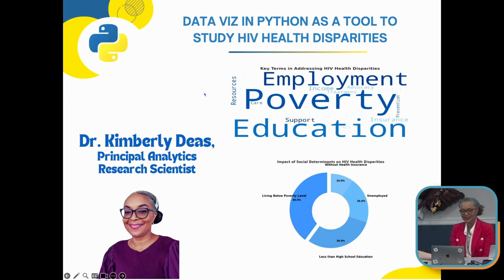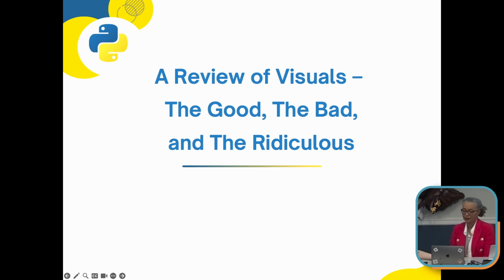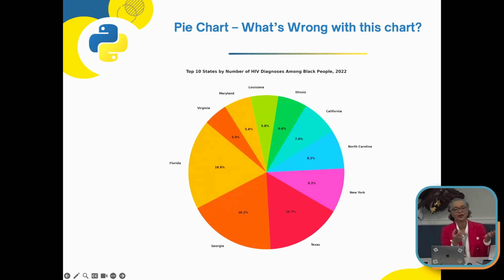Slide, actually. Oops, I'm sorry. Oh, it's okay. So we just scroll down to it, right? So let me actually, let's see. Yeah, there we go. All right, so a review of visuals. The good, the bad, and the ridiculous. Is kind of how it boils down with data sometimes.